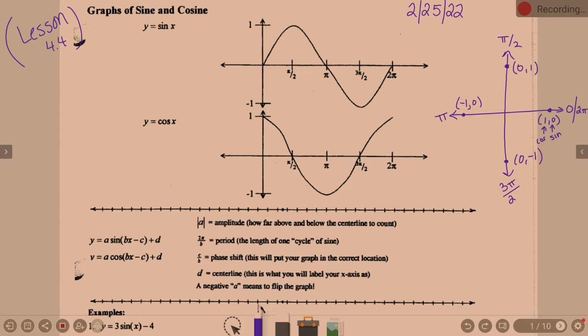Okay, what about pi over 2? What is the sine at pi over 2? It's 1. What do you notice right here? What is the sine? Where is this graph at pi over 2?